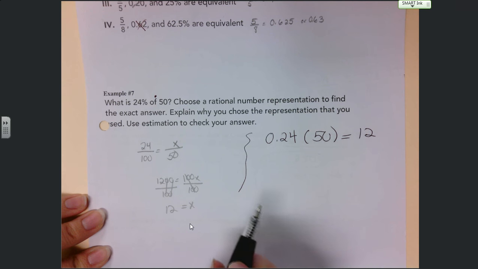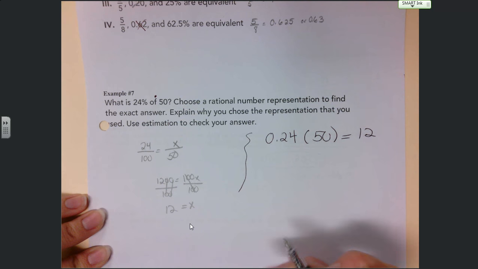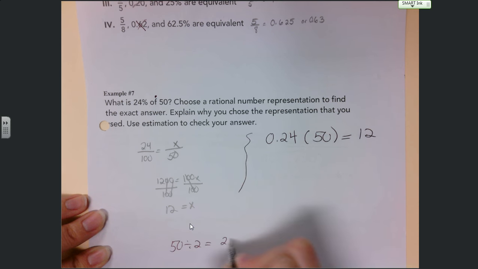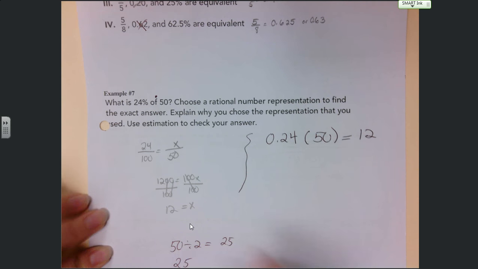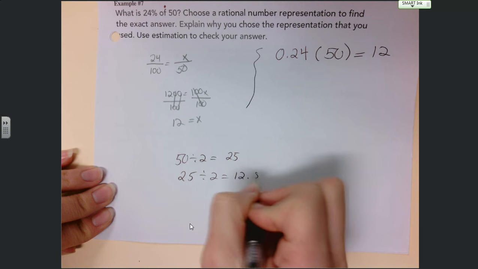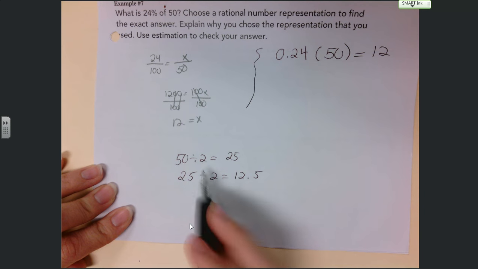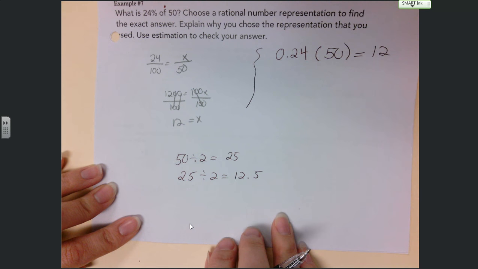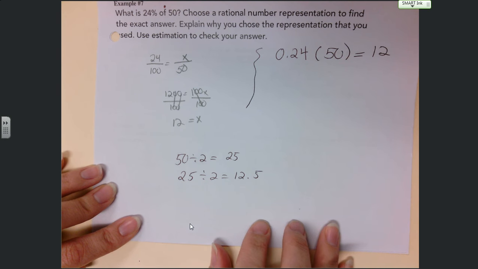Well, I know that 25% is close to a quarter, and a quarter of 50 would be 50 divided by 2 again. So 50 divided by 2 would be 25, and then 25 divided by 2 would give me 12.5. So if I divide a number by 2 twice, it's the same thing as dividing by 4. So I get my answer of 12.5, which is close to 12.